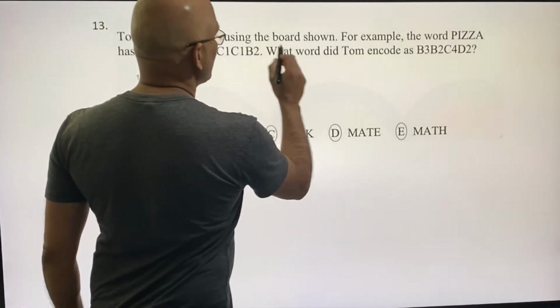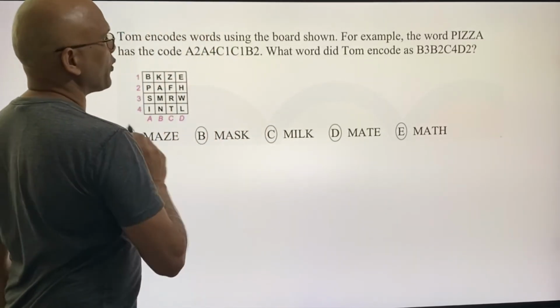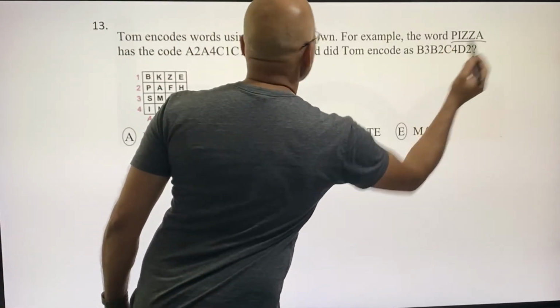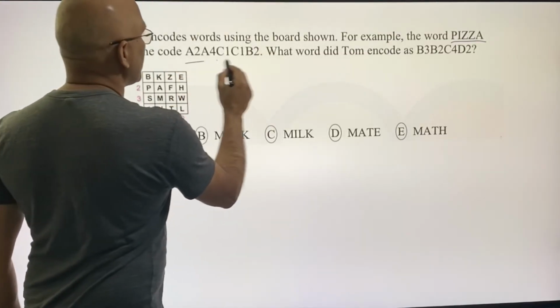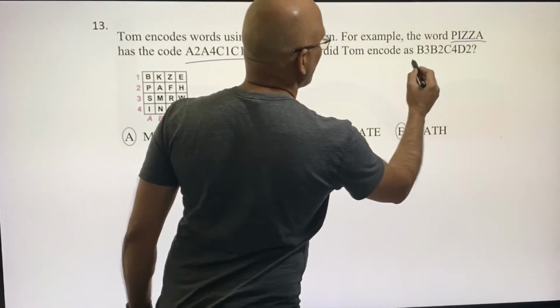Tom encodes words using the board shown. So this is the board for encoding. For example, the word pizza has the code this. What word did Tom encode as this?